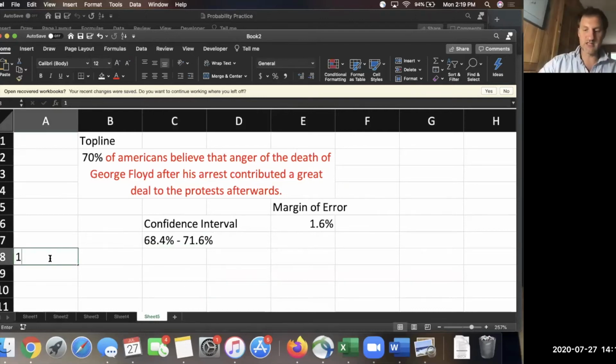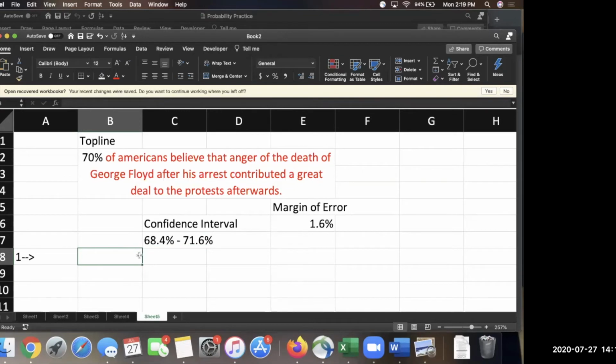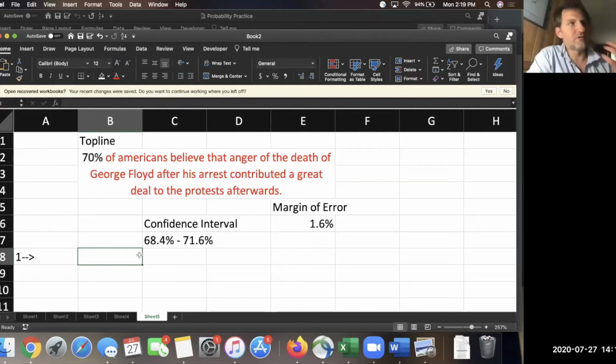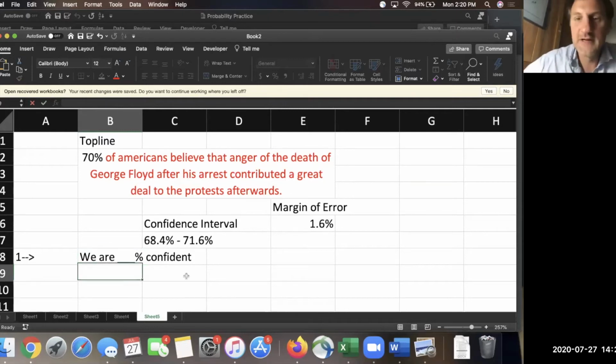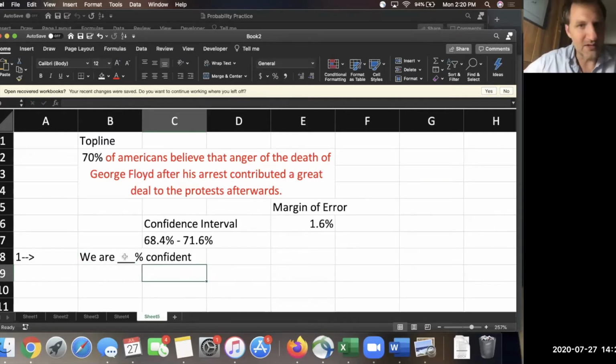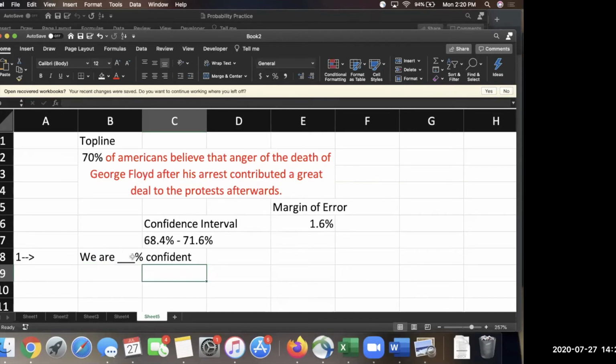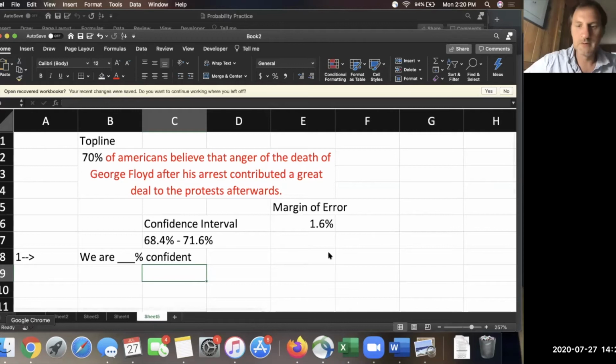Part 1 is a gimme. So we have 70% confidence that... Nope. No, okay. I like the phrase, that is what we need to say. We are blah % confident. That is the first part of the sentence, but this is a gimme. It doesn't depend on anything else. Is it 68.4? Nope. And it was here in the report at the end.